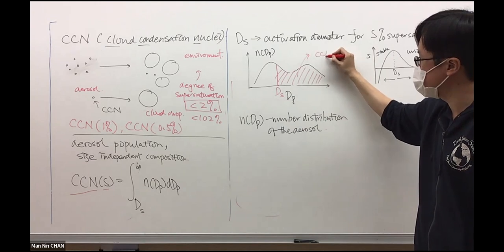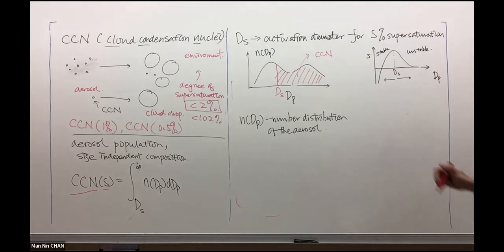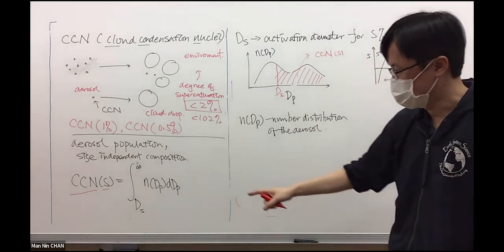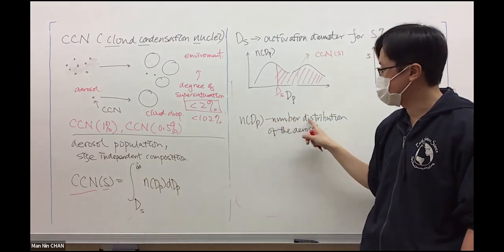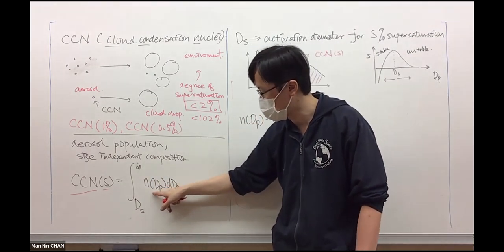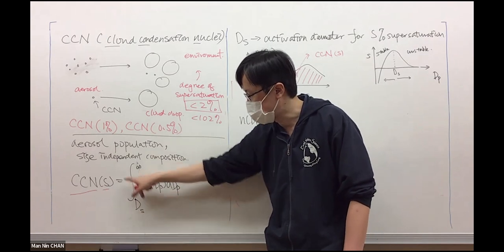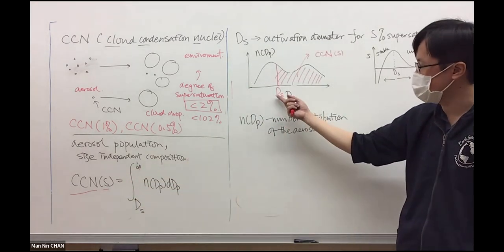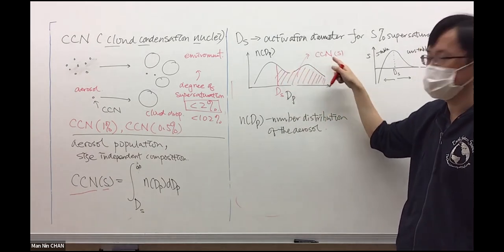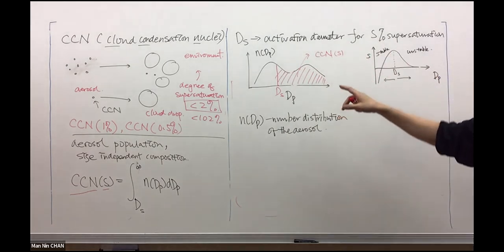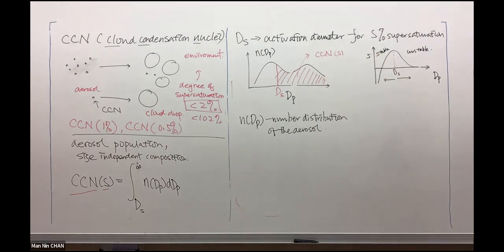So therefore, this is your CCN, right? The area here will give you the CCN at this given supersaturation. So this is the meaning of this equation. Assume that you know the number distribution of your aerosol, and you can determine the activation diameter at a given supersaturation. Then you take the integration to infinity, which gives you the area here. That will give you the number of aerosol that can be activated and form the CCN, form the cloud droplet at this supersaturation. Does it make sense?